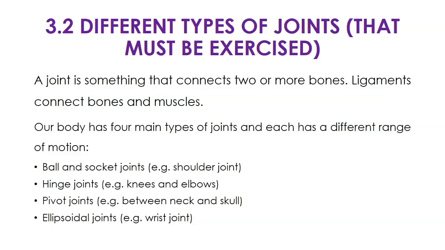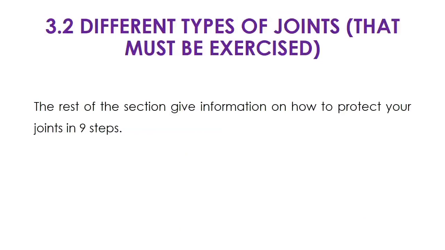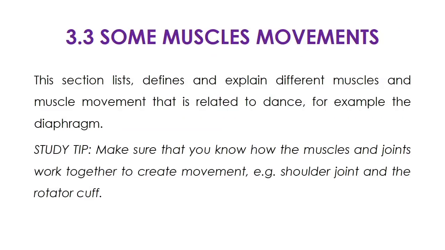Okay. Then the last one is an ellipsoidal joint, and this is your wrist joint. It also has a wide range of motion because it can turn around and go up and down and back and forth. But that range of motion is not as big as your shoulder joint or as a ball and socket joint. Okay, now the rest of this section gives you information on how to protect your joints in 9 steps. You can go fill in the details.